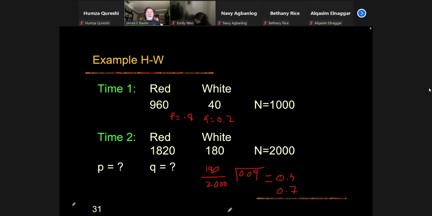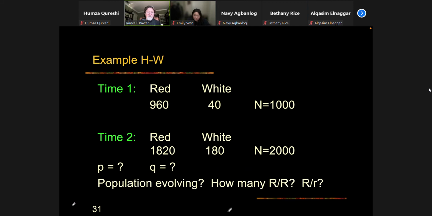So comparing the P and Qs from time 1 versus time 2, have they changed? Yeah, so they are evolving. And in what direction? It looks like the dominant allele is decreasing and the recessive allele is increasing. And that is not accidental. For some reason, something's happening in this population that is leading to a decrease in the dominant allele and an increase in the recessive allele. So from that alone, we know that the population is evolving. Yes, it is evolving.